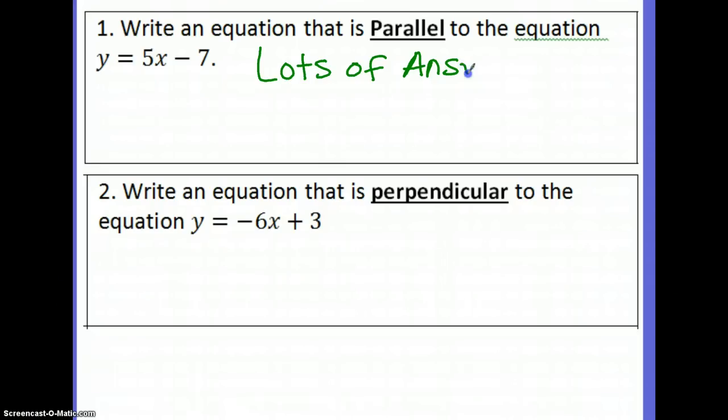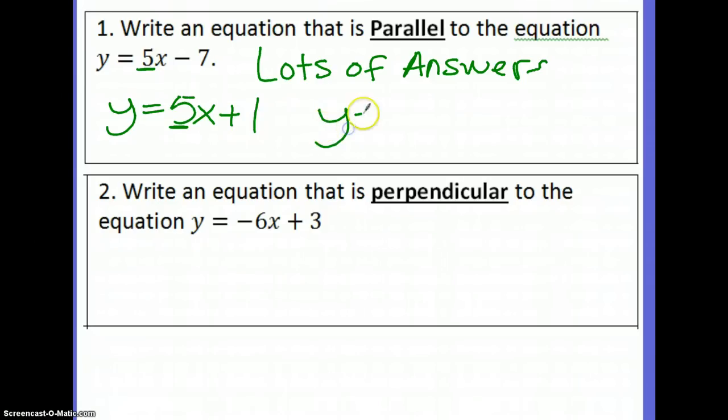for this question because if we want a line that's parallel, the only thing that we need is for the slopes to be the same. So whatever equation might have a 5x, and then that slope of 5 would need to stay the same. So maybe it's 5x plus 1. Y equals 5x minus 4. Y equals 5x plus 2. All of those equations are parallel to each other.